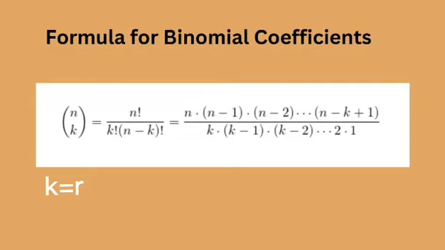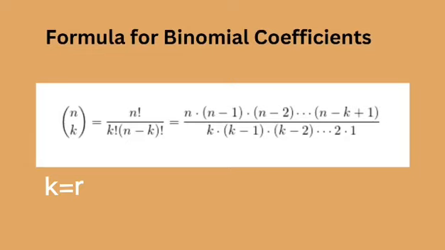nCr is equal to n factorial over r factorial times the quantity n minus r factorial, which equals n times the quantity n minus 1 times n minus 2 and so forth, down to n minus r plus 1, over r times the quantity r minus 1 times r minus 2 and so forth, down to 2 times 1.